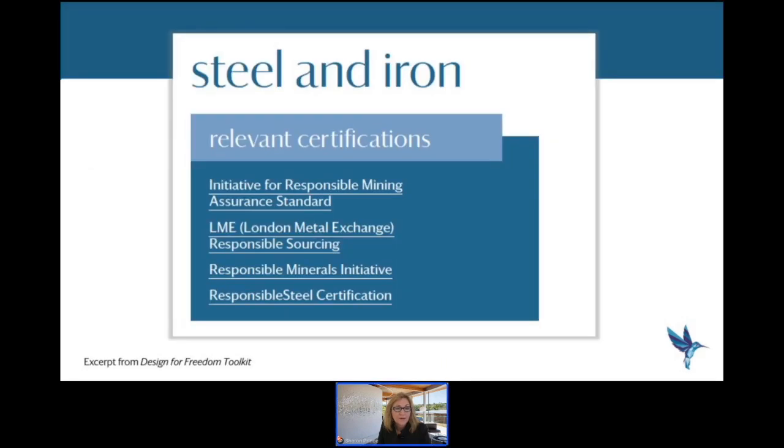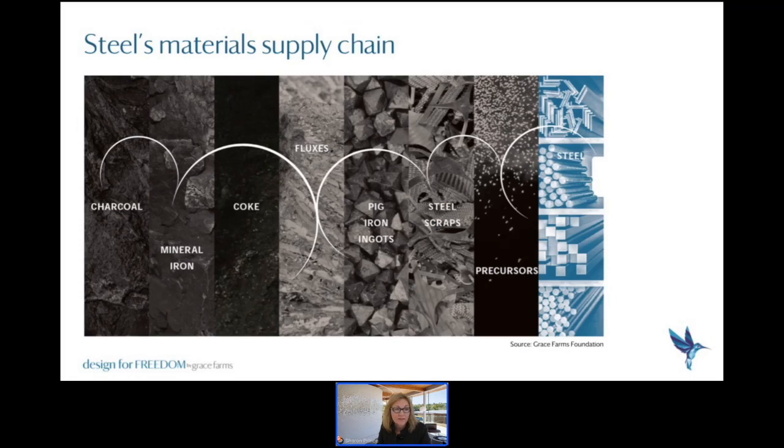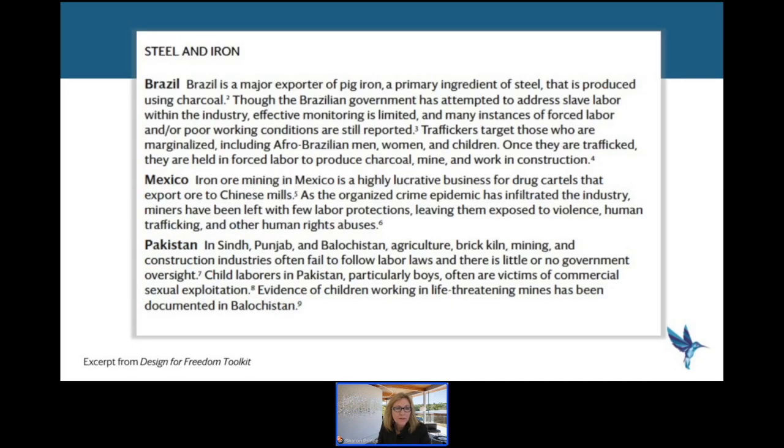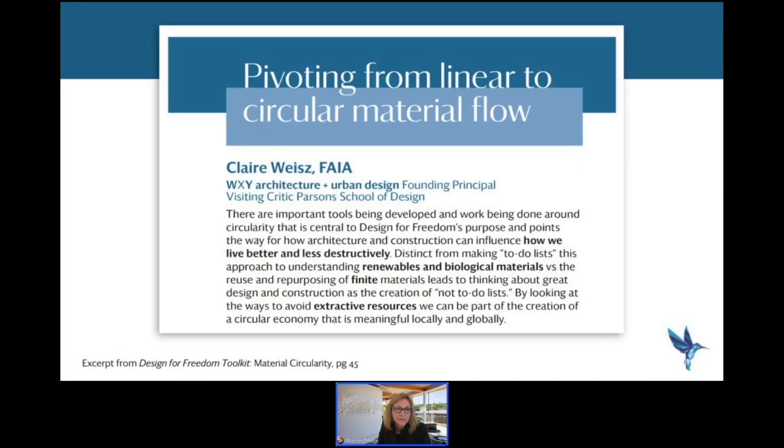This is again with concrete, so I'm going to go a little faster on that. Steel and iron do have sustainable properties. At the same time, it is not monolithic. You can think about all these components. And as you go through the extraction, smelting, casting, and rolling, they are in hazardous conditions and do circulate the globe. So here are those hotspots. Again, you'll see more depth in the toolkit.